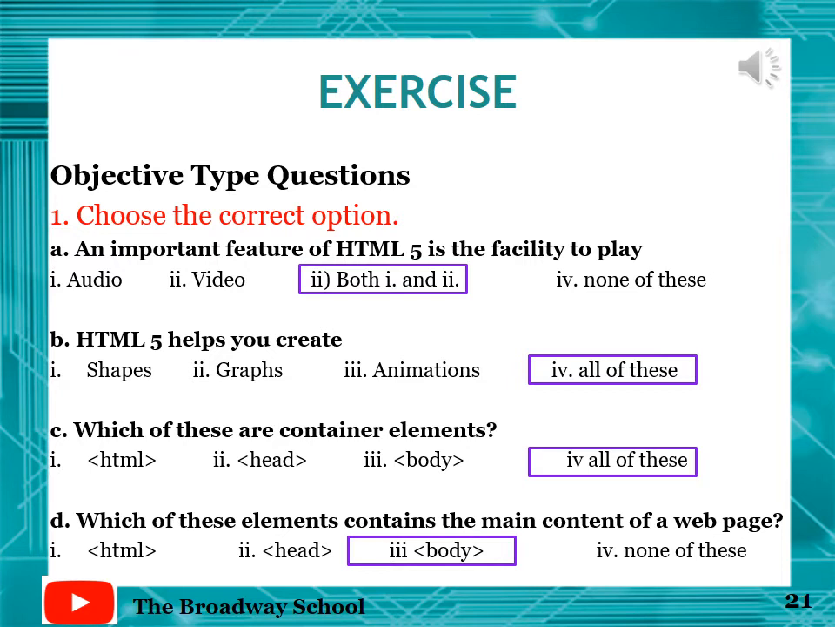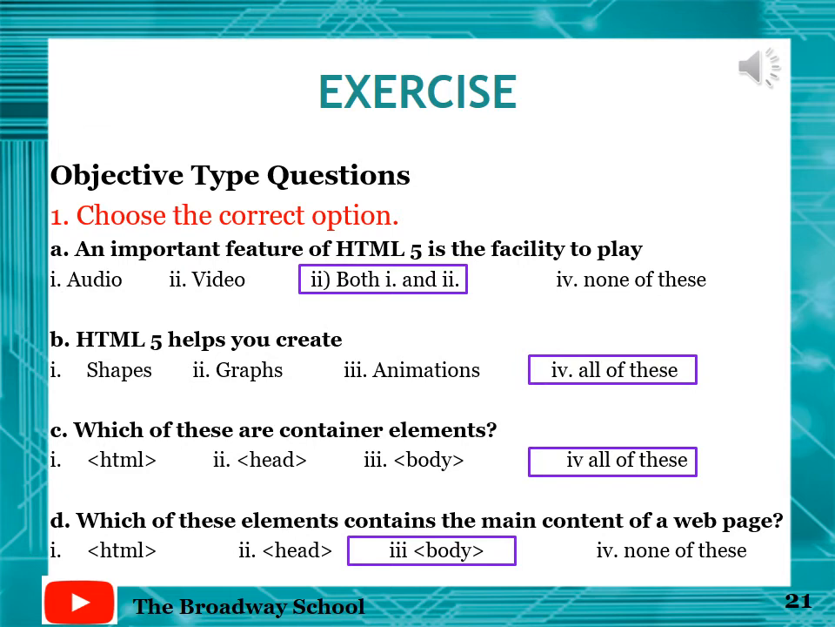Objective type questions. Choose the correct option. A part: An important feature of HTML5 is the facility to play: audio, video, both 1 and 2, none of these. As you know, HTML allows us to play audio and video both, so the correct option is the third, both 1 and 2. B part: HTML5 helps you create shapes, graphs, animation, all of these. As you know, HTML allows us to draw shapes, graphs and animation. So the correct option is all of these.